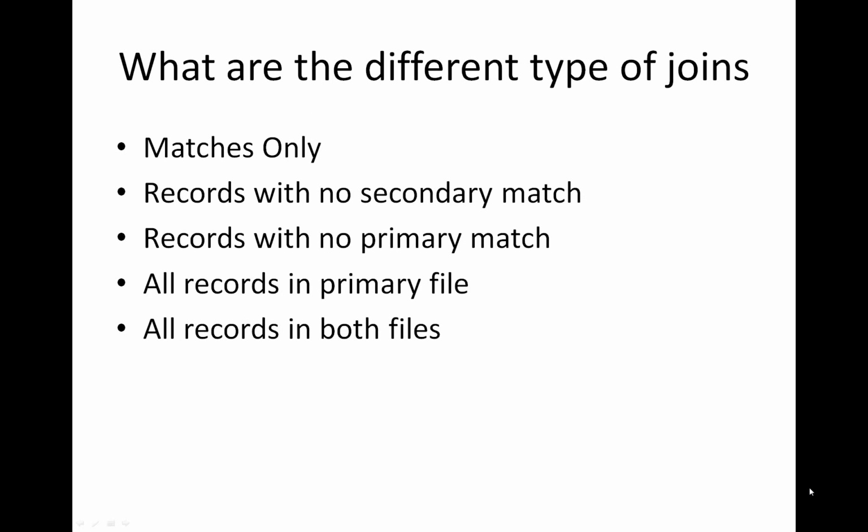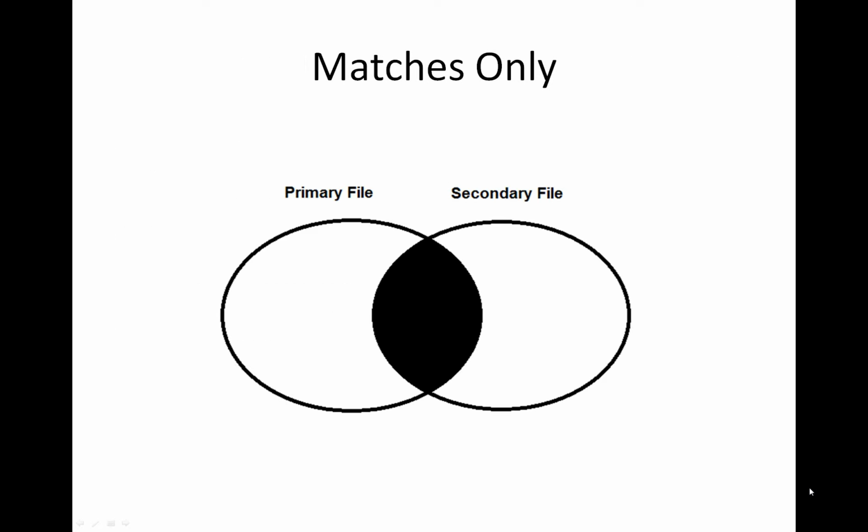IDEA has 5 different types of joins. They are the matches only, records with no secondary match, records with no primary match, all records in primary file, all records in both files. Now I'll show you how the different matches fit together, and then we'll go to IDEA and do examples of each one of these. When performing a join in IDEA, we must have 2 files, namely the primary file and the secondary file.